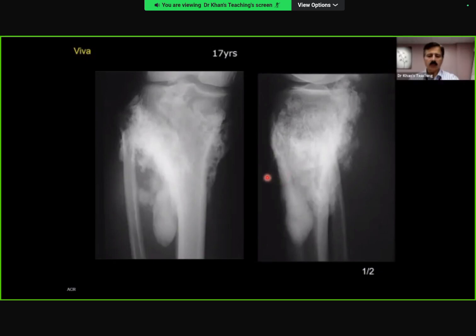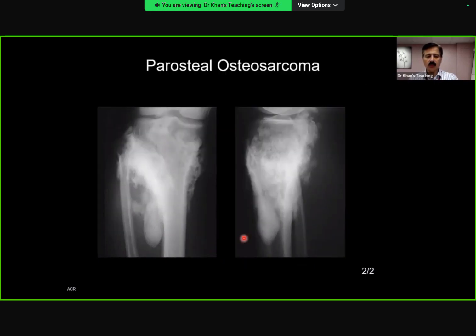Right. So the point is that this is an aunt mini case, very important for the exam. And aunt mini cases are, if you see them, you are never going to forget them. And if you don't see them, you are always going to be very confused. This is a parosteal osteosarcoma.